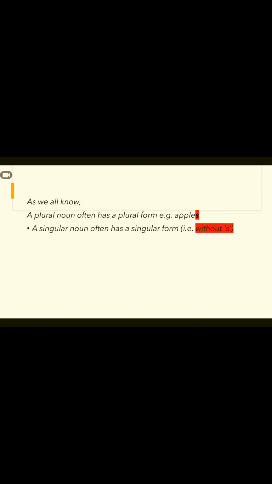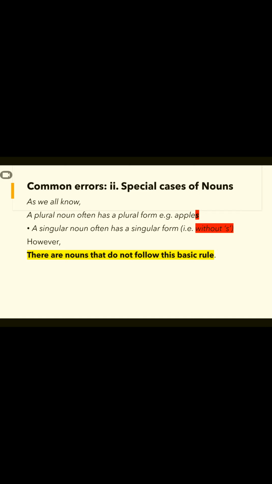Let's then move on. As we all know, a plural noun often has a plural verb, like apples with S. A singular noun usually has a singular form, like apple without S. But then, there are nouns that do not follow these basic rules. They are the common errors of special cases of nouns. Well, you may wonder what they are. Let's take a look.